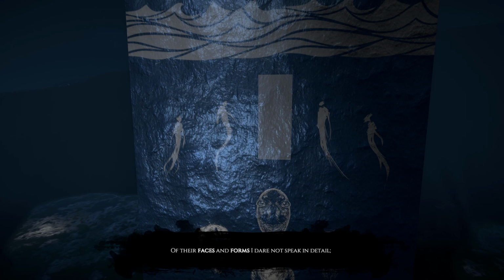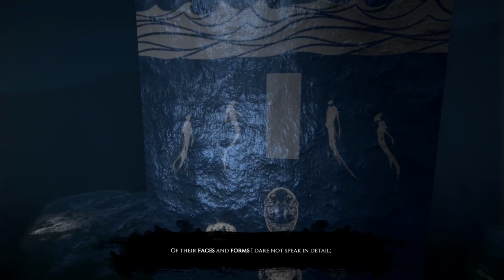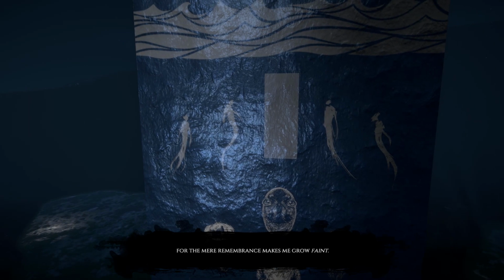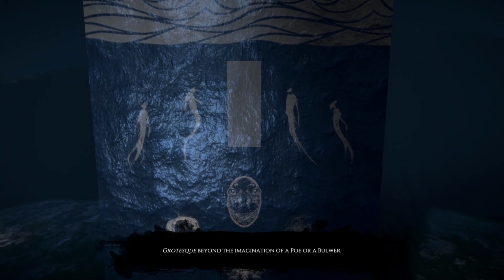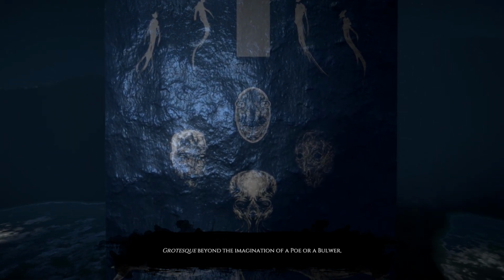Of their faces and forms I dare not speak in detail, for the mere remembrance makes me grow faint, grotesque beyond the imagination of a Poe or a Bulwer.